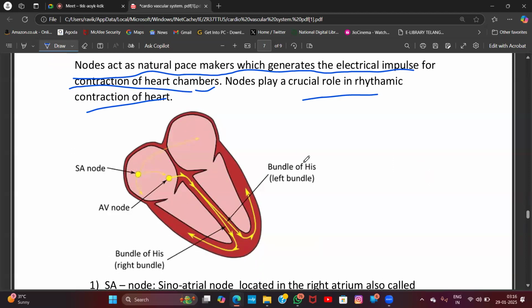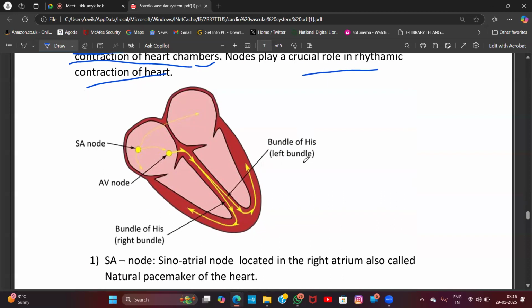Contraction is folding inwards. Relaxation is folding outward, when the heart comes back to the normal position. Contraction means folding inside of the heart.